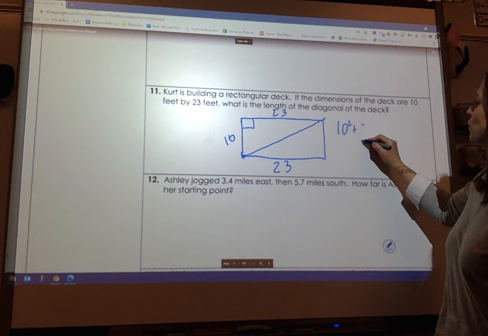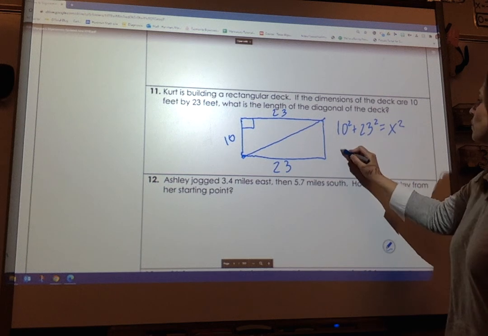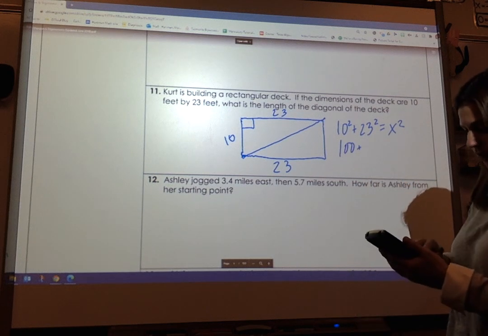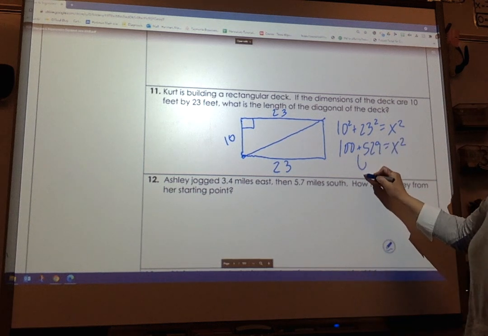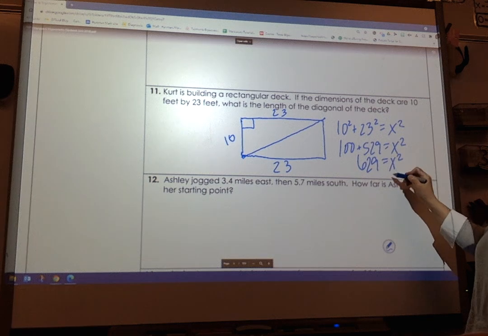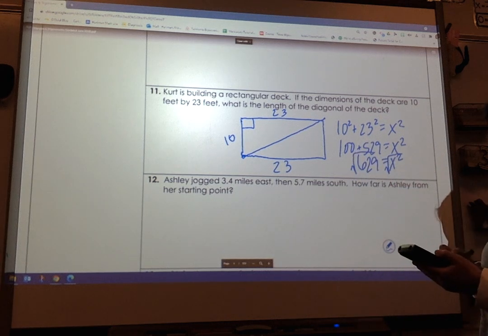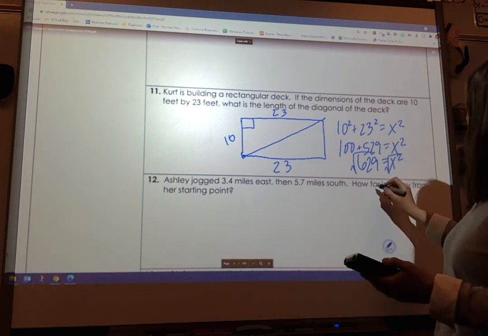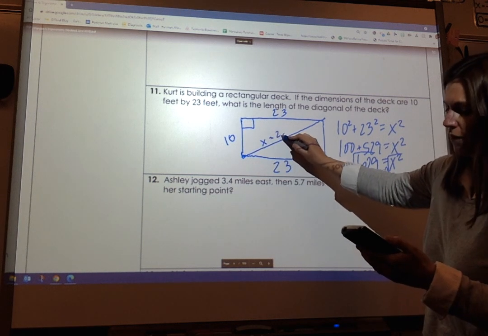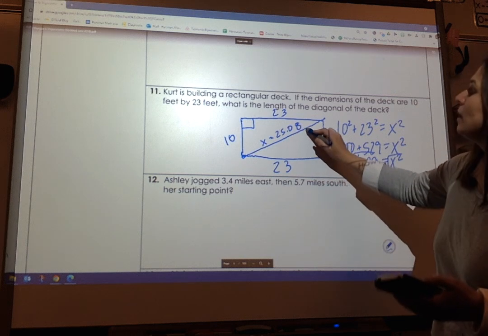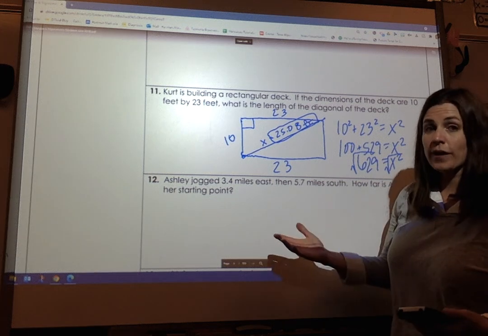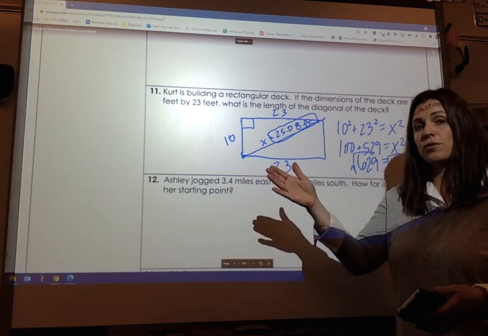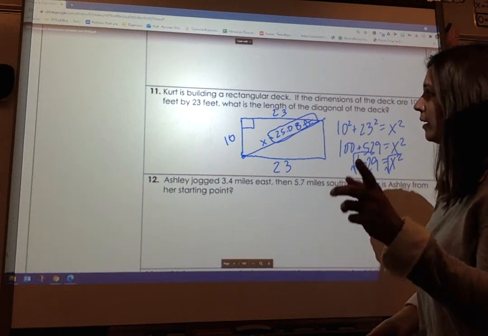So 10 squared plus 23 squared equals x squared. So 100 plus 23 squared is 529 equals x squared. So 629 equals x squared. And now to find the diagonal, I just take the square root of 629, and I get x is going to be 25.08 feet. Make sure you label the feet. So on these, just make sure on the applications that you're drawing a picture and that your picture matches the word problem. And come see me if you're struggling.